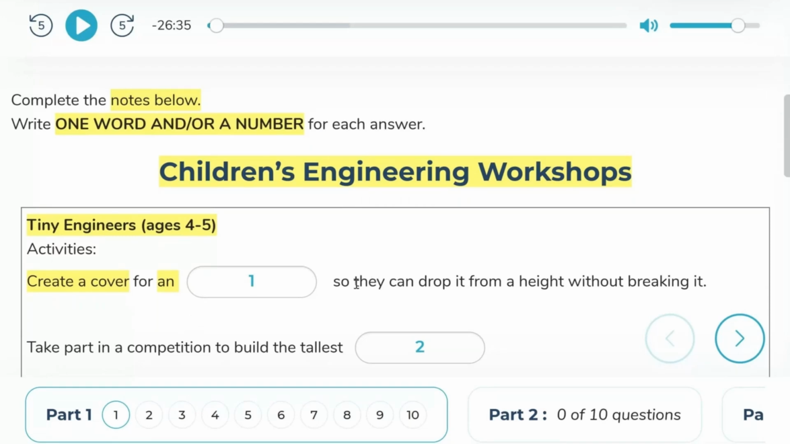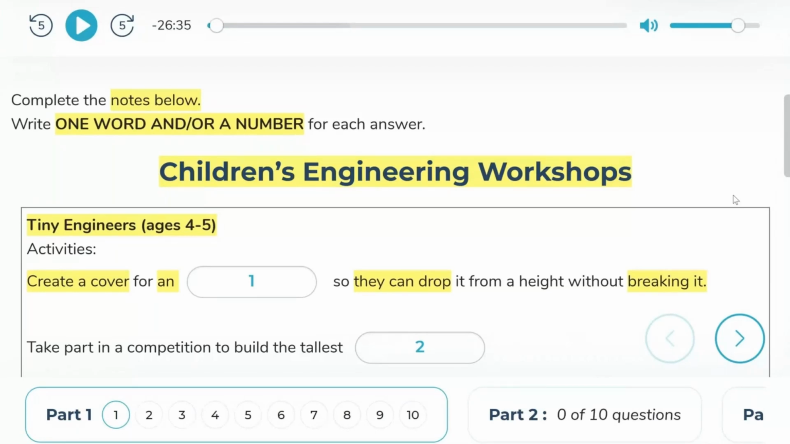And then the purpose of the cover is that they can drop it from a height without breaking it. So they create a cover so that they can drop that thing from a height. For example, they create a cover for a mobile phone, and then they drop the mobile phone from the height without breaking it. Now please listen to the audio, and you have to answer question number 1.